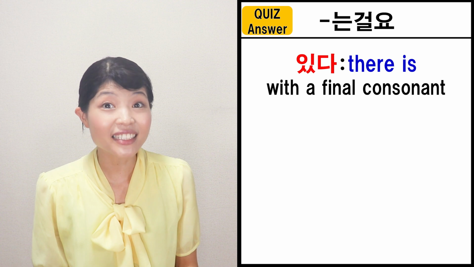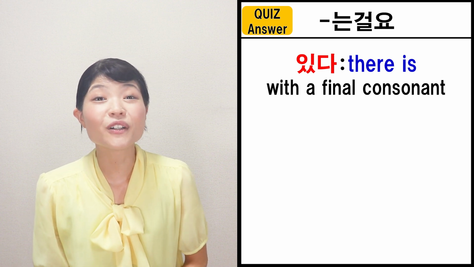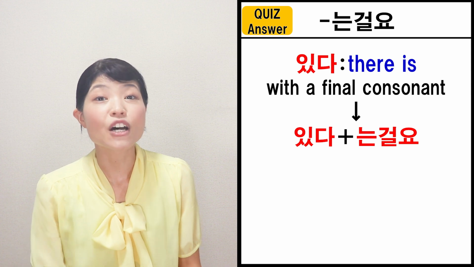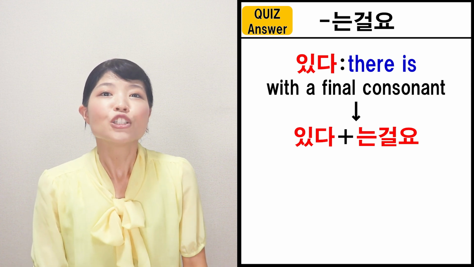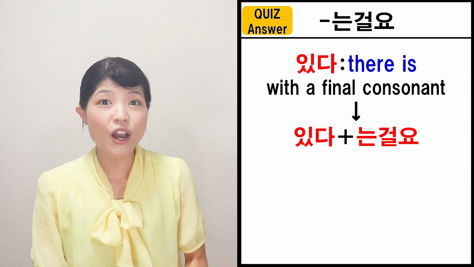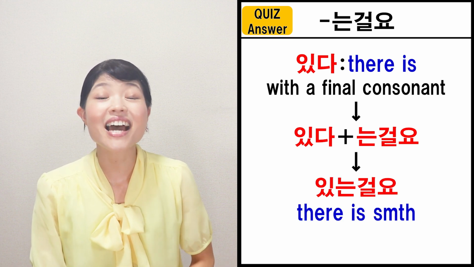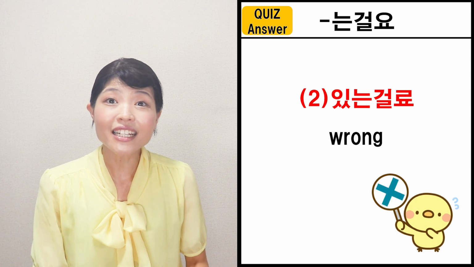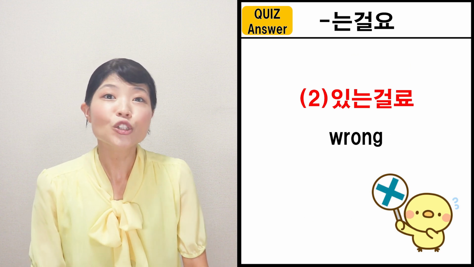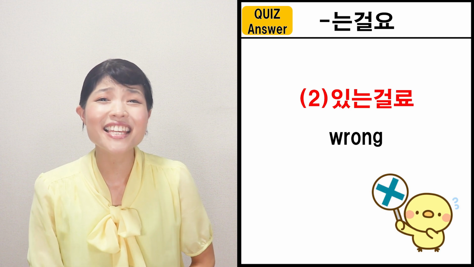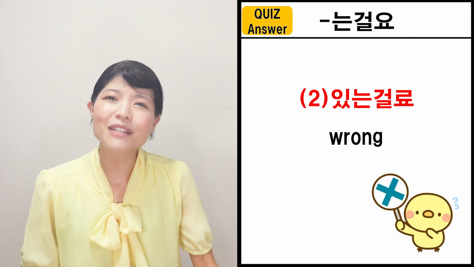있다 is there is, which has a final consonant. As I said before, you modify 있다 as a verb. Therefore, you attach 는걸요 to the stem to make 있는걸요. There is something. The second answer is correct in terms of its pronunciation, but we never write it in this way. So please put that in mind.